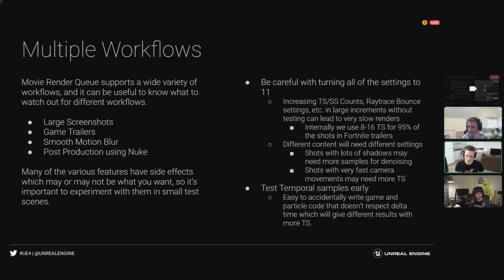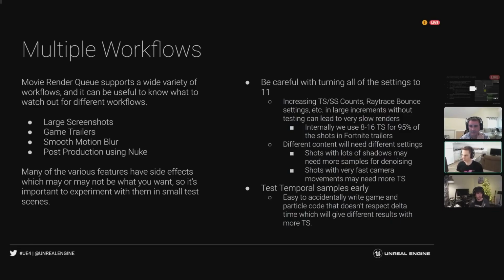The various features like temporal subsampling and spatial sampling have side effects. Temporal subsampling gives you more renders. They all have side effects, and it's really important that you experiment with them and see if it does what you want for your particular workflow.